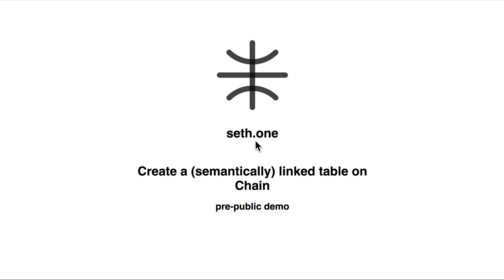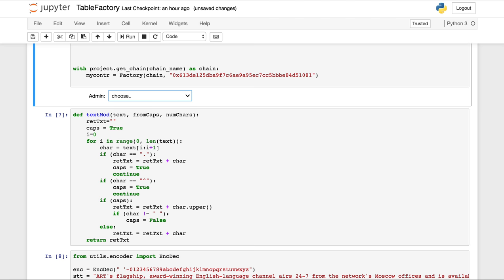This is a prototype demo of how you can semantically link tables on-chain with Seth. We have built a contract factory that lets you easily create table contracts with a dynamic number of fields and efficiently store semantic data on the blockchain. This is part of a larger project that will link decentralized applications and blockchain data through semantic connections, ultimately creating a way to search and browse chain data.